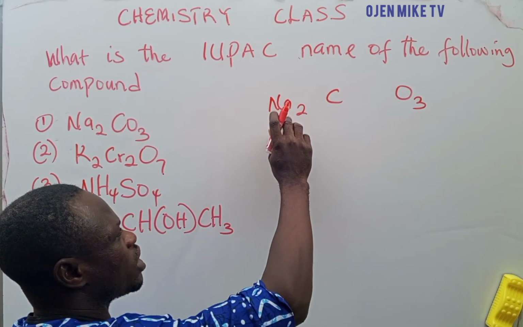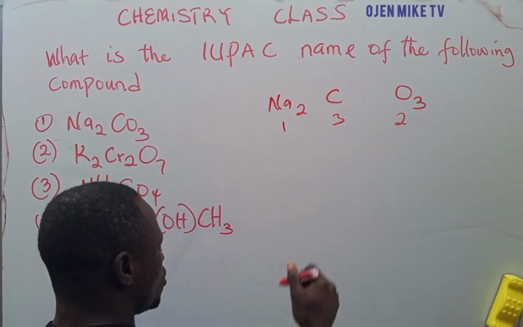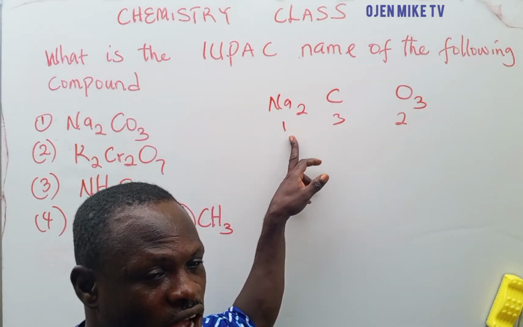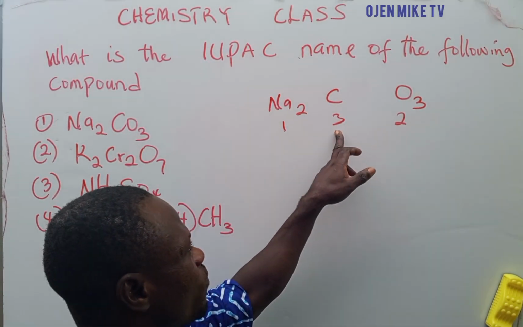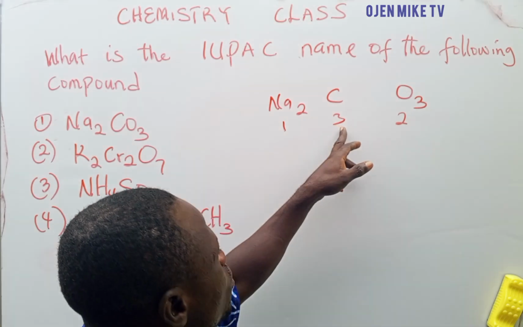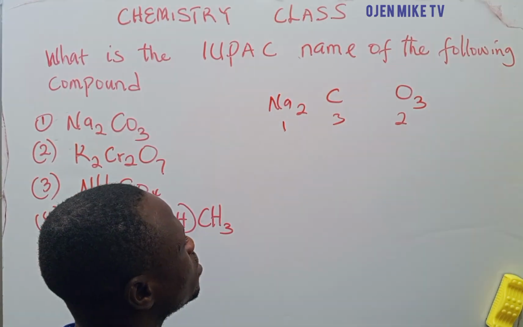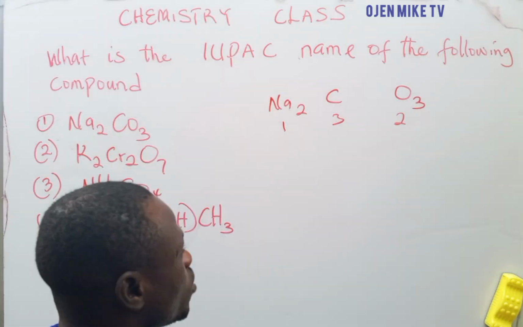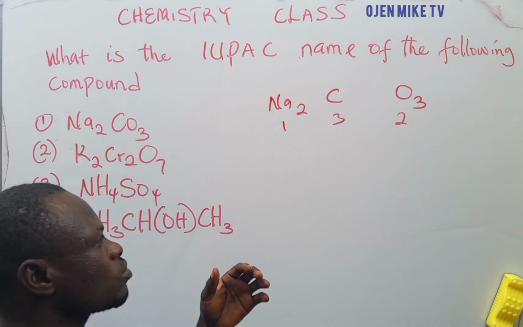So in this one, what you need to do is, you have 1, 2, and 3. You have to name this one first. After naming this one, you go to this one. The final name will come from this number 3. What if you have 4 elements? Let me just treat this one of 3 elements so that you can use that sample and answer the following question.